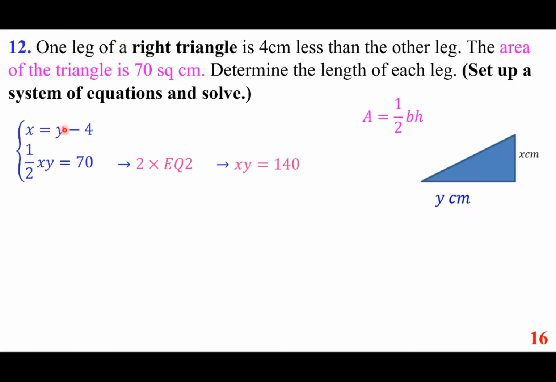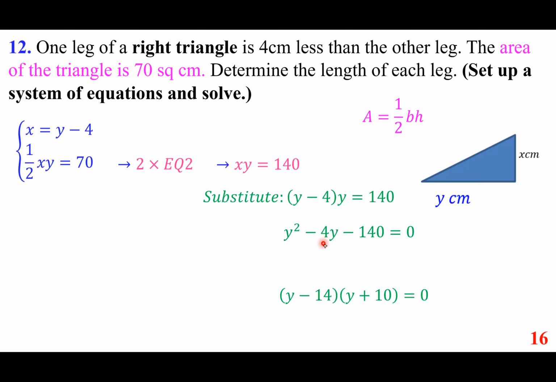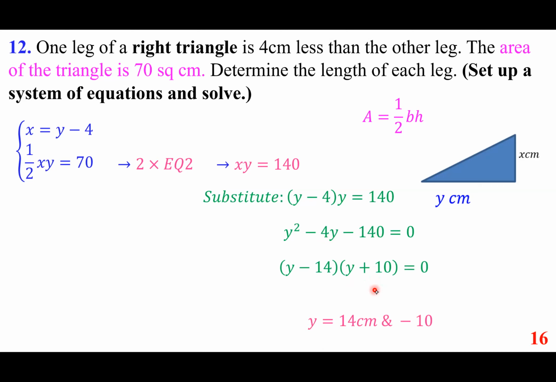Substitution is the best course of action. x is y minus 4, plug it in. This becomes y squared minus 4y, minus 140. You can do it by factoring. It's easy because you want two numbers whose product is negative 140 and whose sum is negative 4. Those are negative 14 and positive 10. So the answer is either 14 or negative 10. As you know, sides can't be negative, so negative 10 is out.